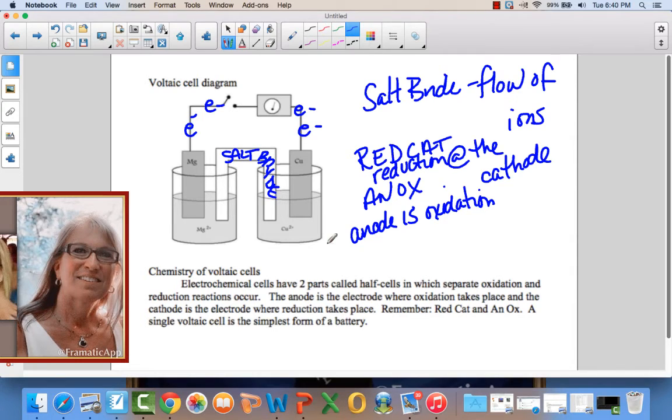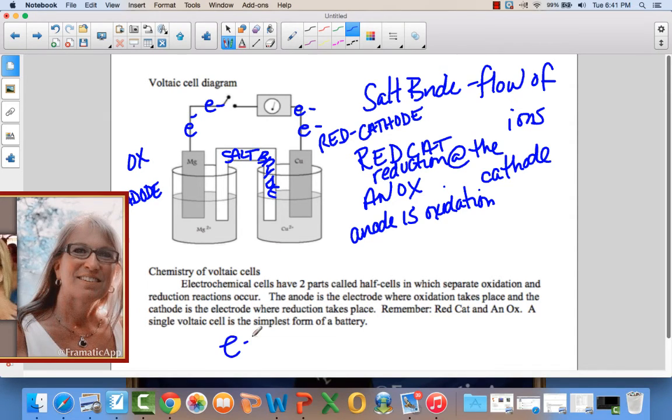So when you look at a cell like this, there's a couple of things. Sometimes it might be labeled anode and cathode. Sometimes there's a reaction down below, so you can figure out what's being oxidized, what's being reduced. And if all else fails, as in this case, you have to go to Table J. So if we go to Table J, we see that Mg is above Cu. So Mg is going to be oxidized, Cu is going to be reduced. So we know red cat an ox, right? So we know that reduction occurs at the cathode. So this is your cathode over here, and this is your anode.